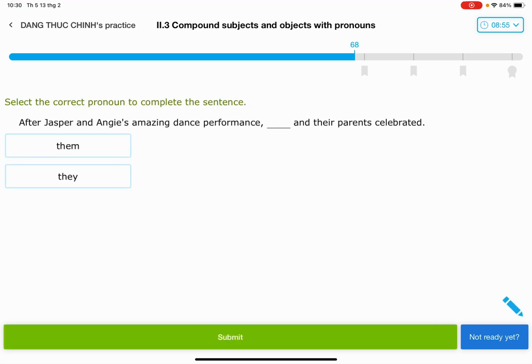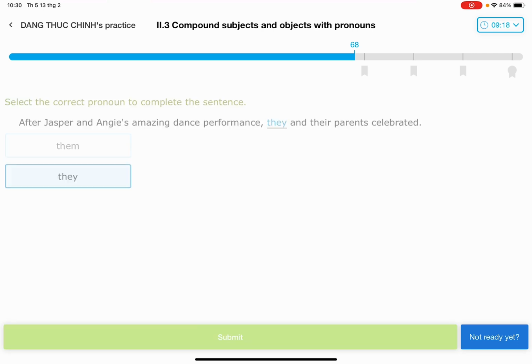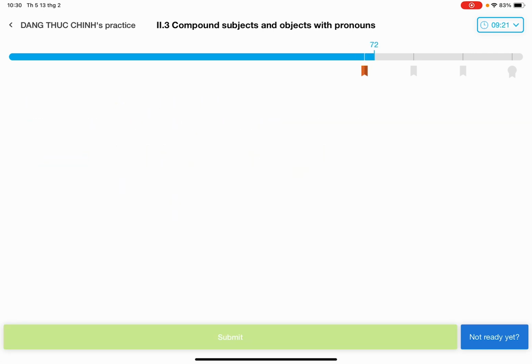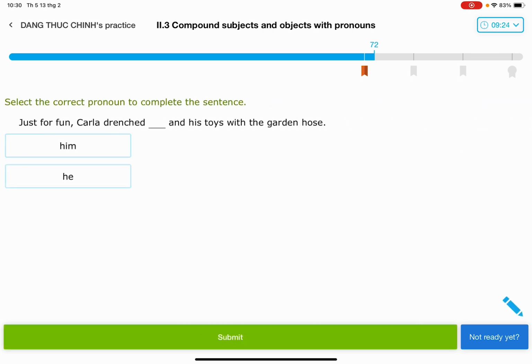After Jasper and Angie's amazing dance performance, they and their parents celebrated. There are two independent sentences here, and they is used as a subject after the introductory phrase, so we would definitely use they. Just for fun, Clara drenched him and his toys with the garden hose. Drench is an action verb, and what comes after the action verb is an object pronoun, so we would use him.